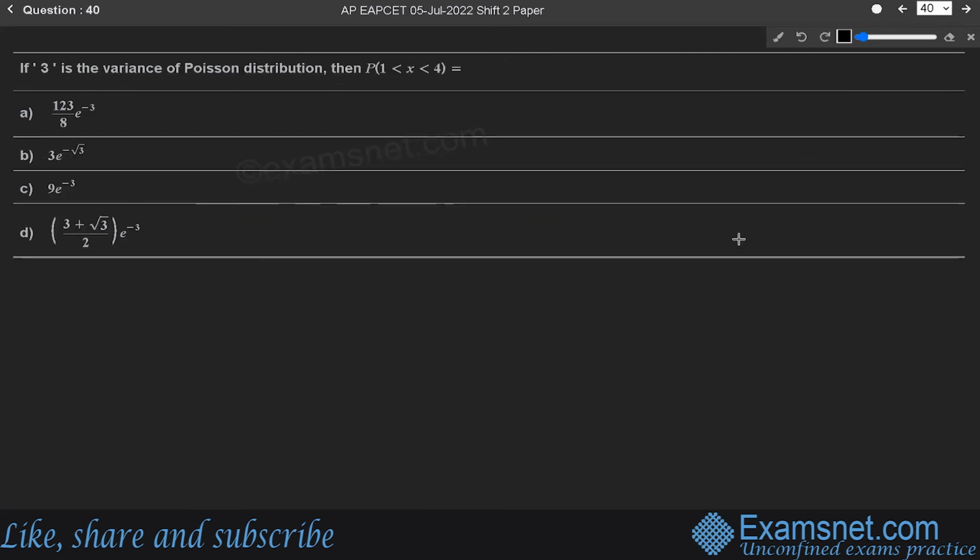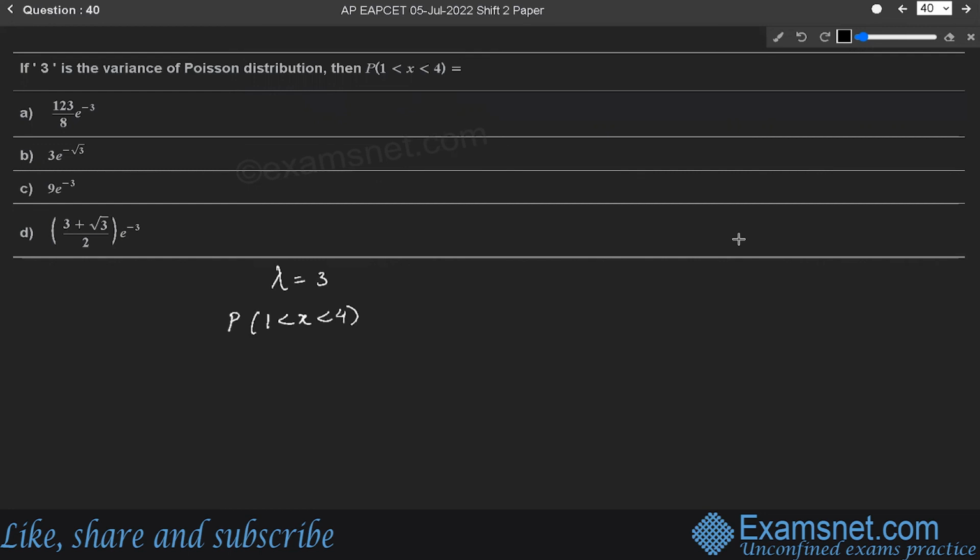Next question also comes from Poisson distribution, which is a very, very important topic. And the question is, if 3 is the variance of the Poisson distribution, then P of x lies between 1 and 4 is equal to. It is given that 3 is the variance, and we know that variance is denoted by lambda. So lambda is equal to 3, and we have to find P of 1 less than x less than 4.